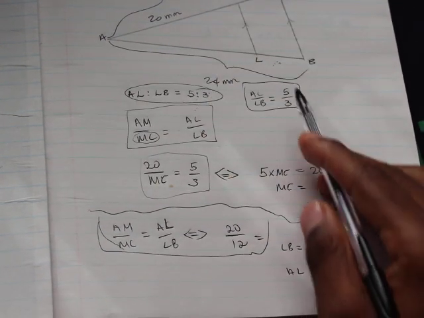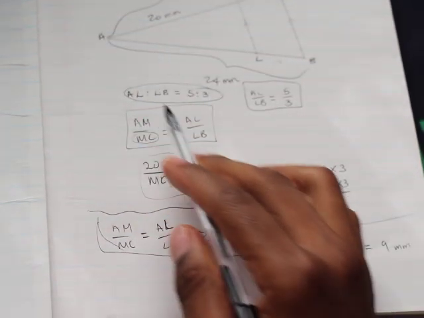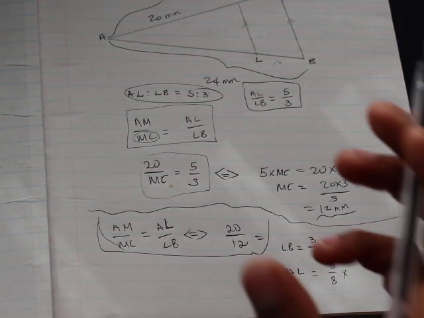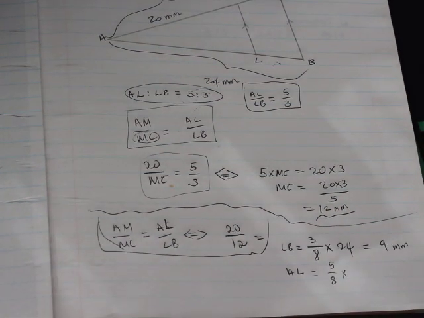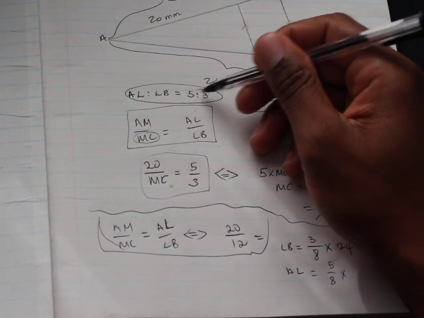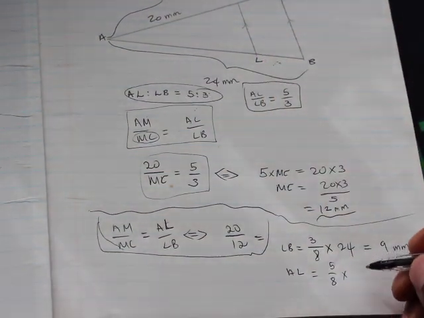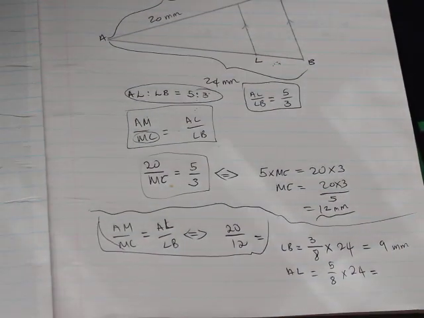Remember what I said? The length AB is actually split into the ratio of 5:3. Okay? It's split. So AL is going to be some proportion and LB is going to be some proportion as well. And we know that this is what we're going to use to do the split. So 5 over 8 times 24, which is equal to what?